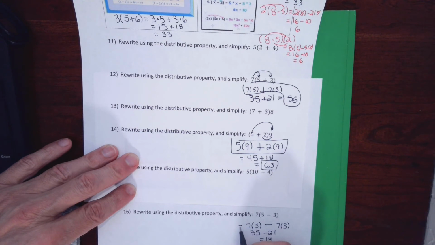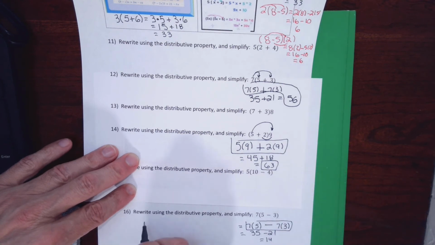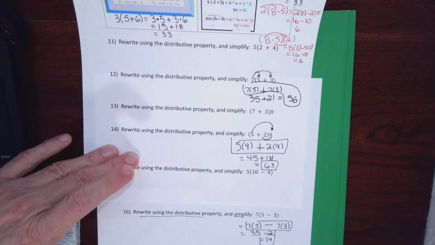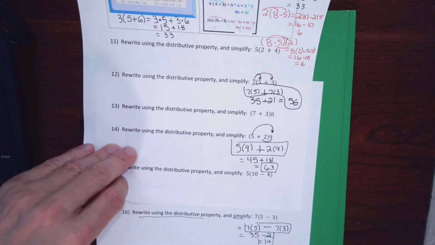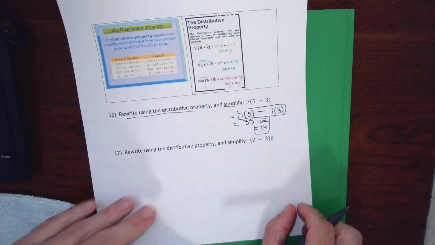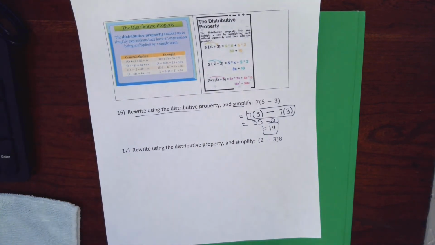I should be writing equals because everything I'm writing is equal to the original problem. My answer would have this. This is considered the rewrite using the distributive property. And it's going to have this because that's the simplify. So your 15 should work the same way.